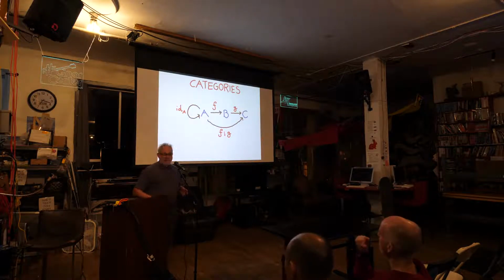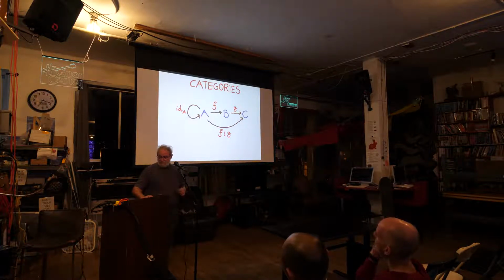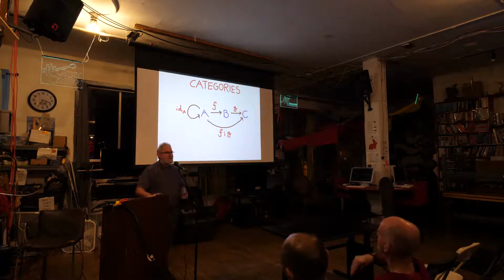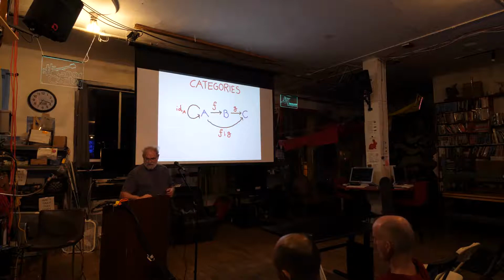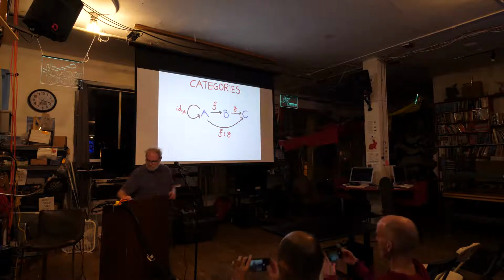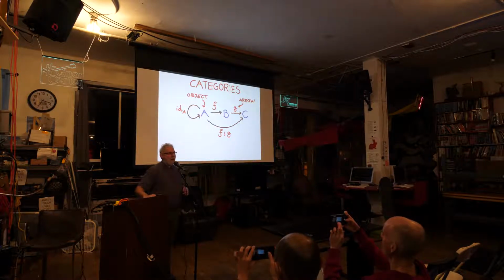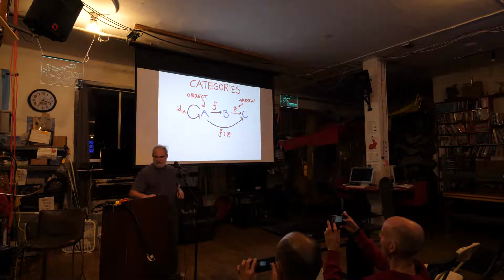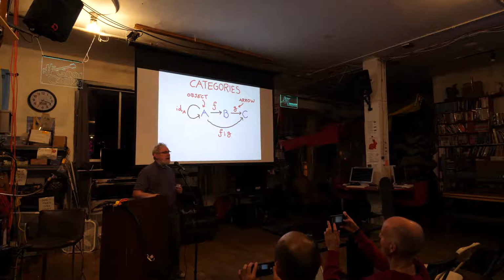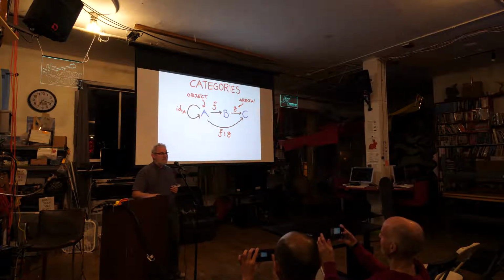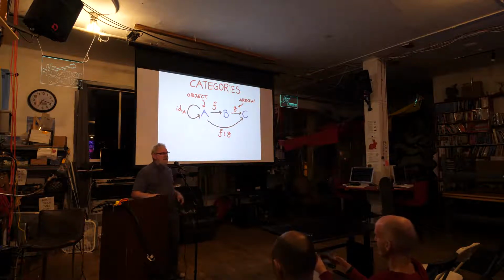A category is very simple. It consists of blue thingies, black thingies, and red thingies. The blue thingies are called objects. The black thingies that look like pointy arrows are called arrows. And the red thingies are just labels on the arrows. They are the names of the arrows. So a black thingy and a red thingy together is an arrow.